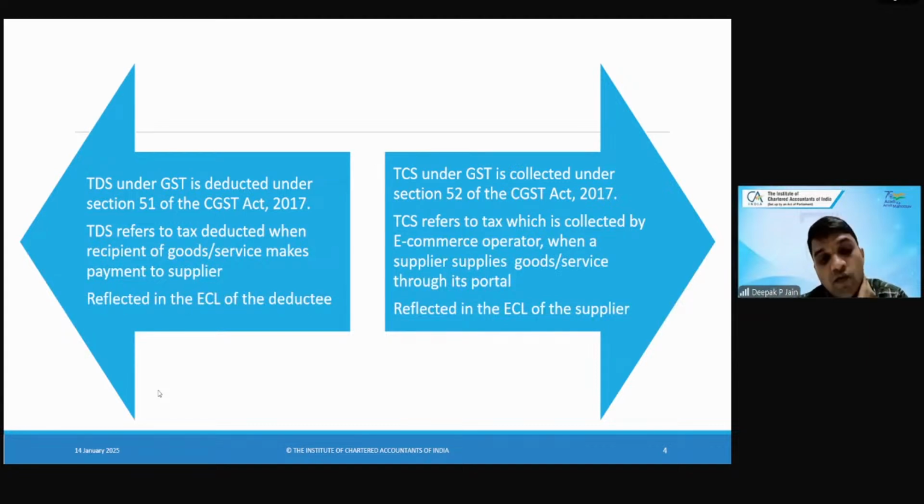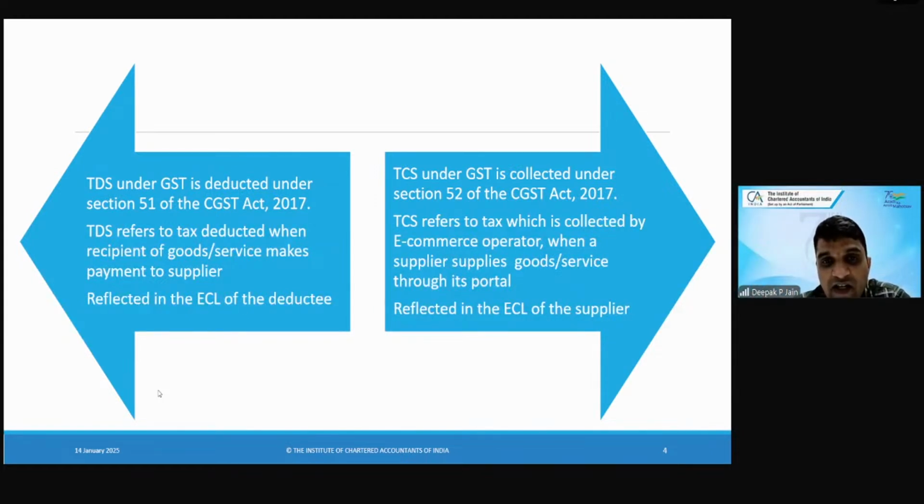Okay. So TDS, what is being deducted when the recipient of goods makes payments to the supplier, that will appear in this electronic cash ledger. Now, TDS is when you make any supply of goods or services, but TCS, which is tax collected at source, refers to tax which is collected by the e-commerce operator. So TDS is on supply of goods or services. TCS is on supply through an e-commerce operator. When you're supplying through an e-commerce operator, he will collect a tax.